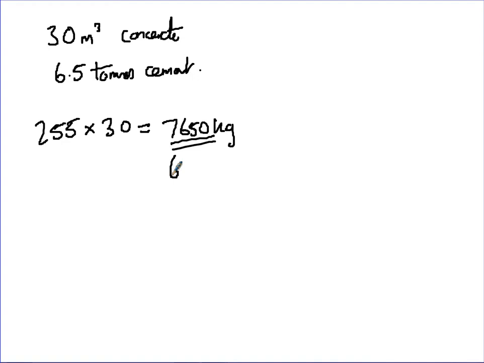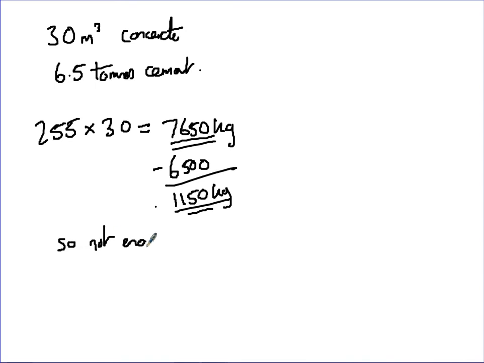We actually have 6,500, because tons times by 1,000 gives you kilograms. So then we'd actually be left with not enough, because we'd still be requiring 1,150 kilograms. So you can say not enough, and then you can say by 1,150 kilograms.